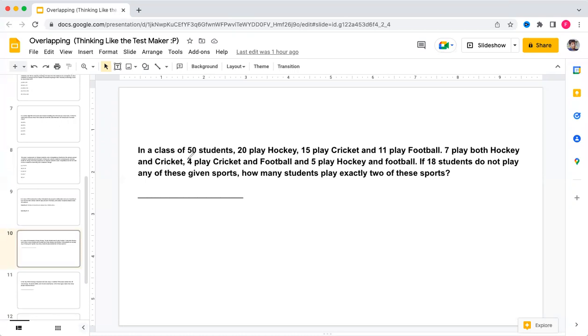We are given that in a class of 50 students, in which 20 play hockey, 15 play cricket, and 11 play football. 7 play both hockey and cricket, 4 play cricket and football, and 5 play hockey and football. If 18 do not play any of these games, how many play exactly 2 of the games? Okay, so this is actually a 3-way Venn diagram, or we call 3D Venn diagram.